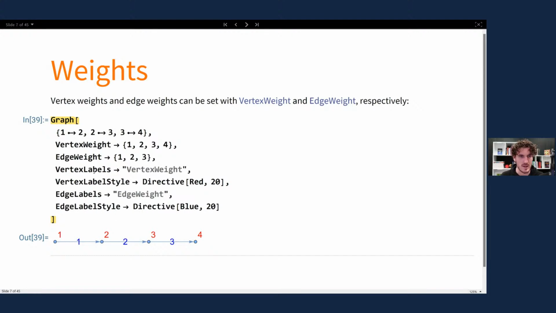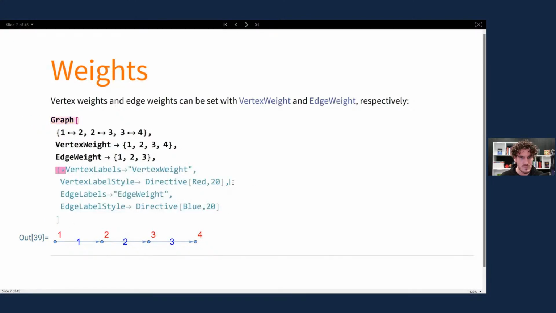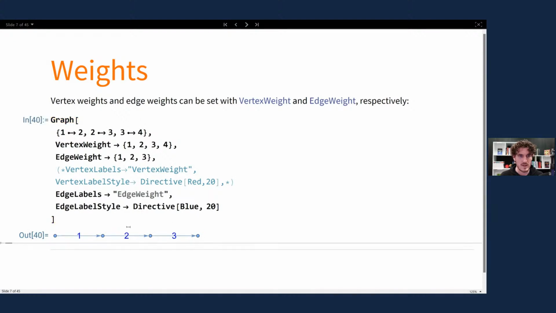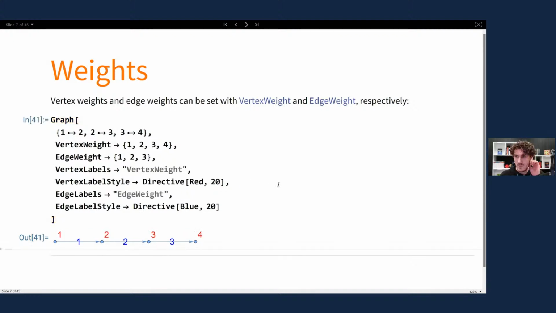And then here's just some styling. So if we were to take this out, then we have a graph here that does have vertex weights, because we've specified it within the graph, but there's no way to know what they are. So we should keep this label in. Okay, so that's the basics of how to specify weights.